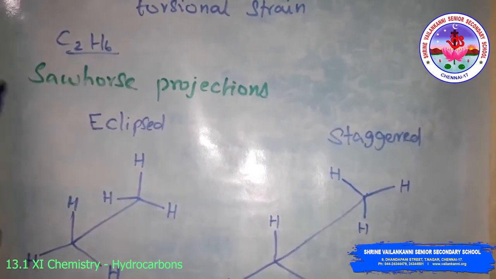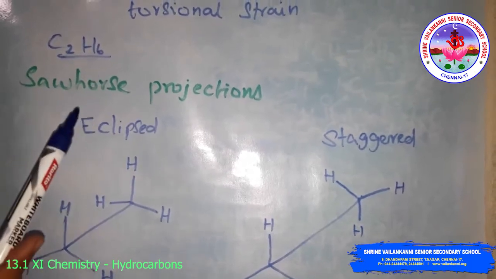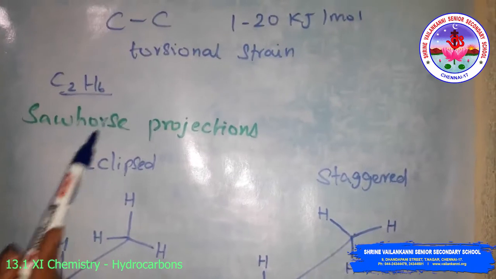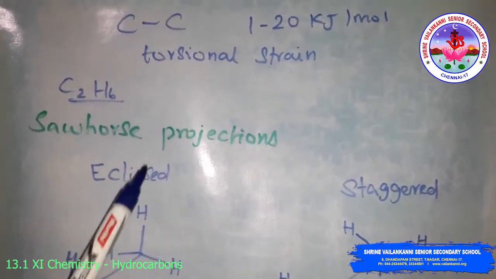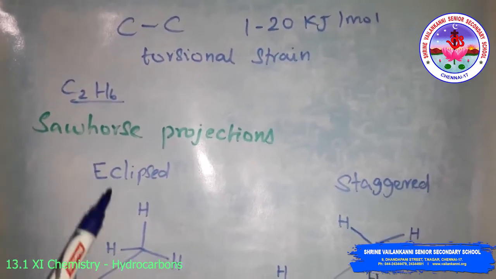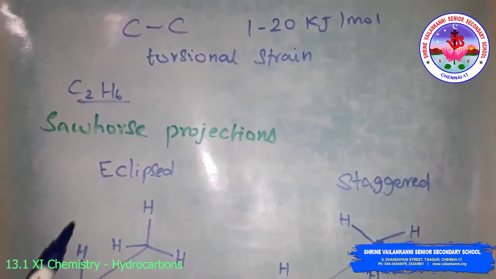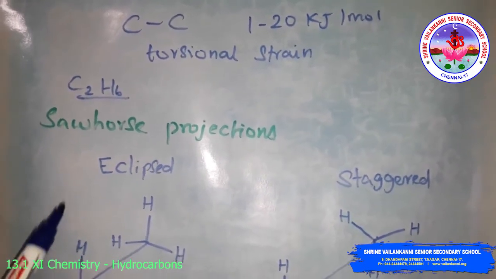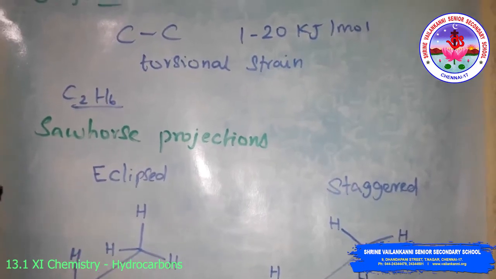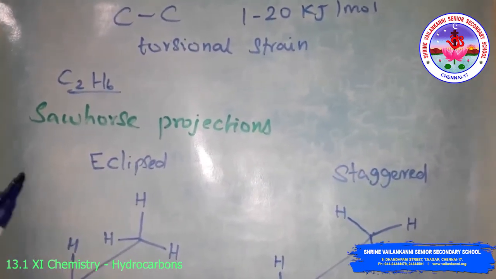So keep one carbon atom stationary and rotate the other carbon atom around the carbon axis. This rotation results in an infinite number of spatial arrangements of the hydrogen atoms attached to one carbon atom with respect to the hydrogen atoms attached to the other carbon atom. These are all called conformational isomers. So there are an infinite number of conformations of ethane.